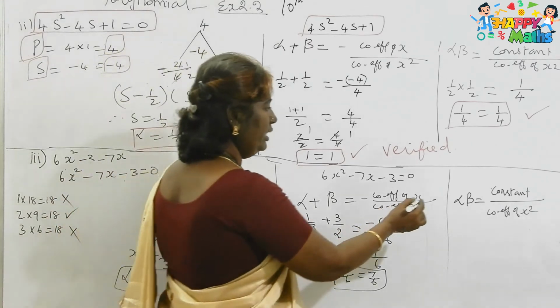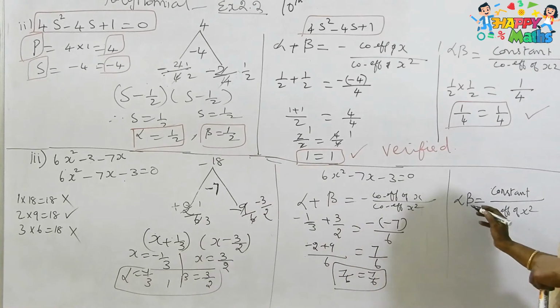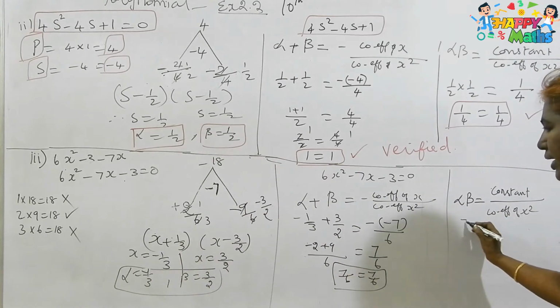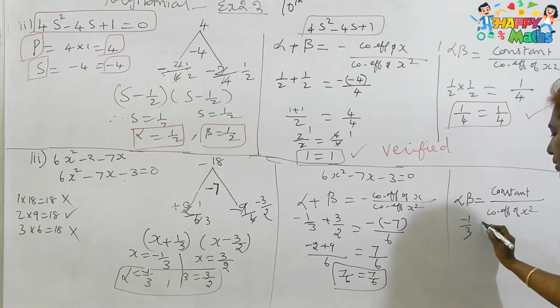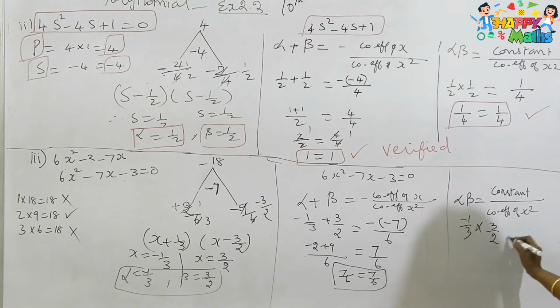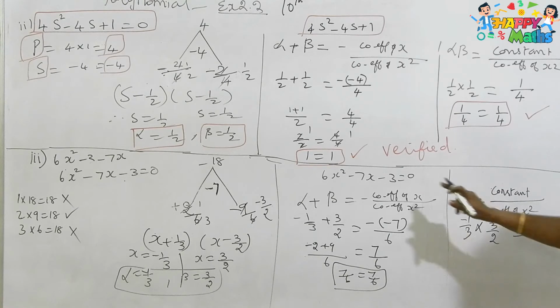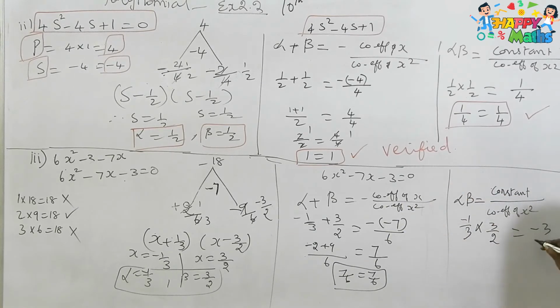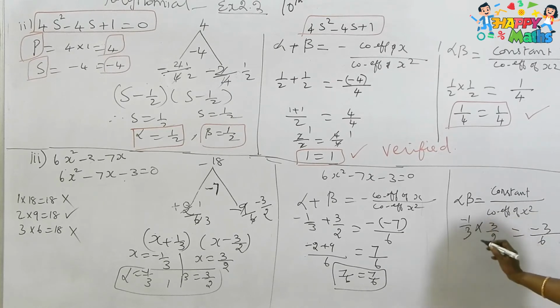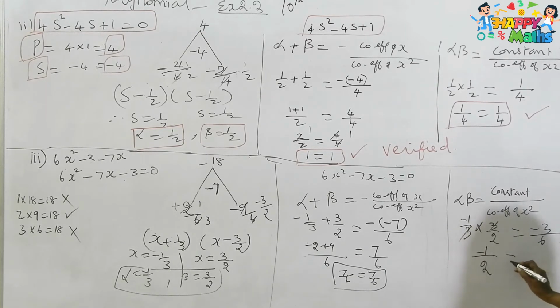Okay now? Here alpha beta is equal to constant by coefficient of x square now. What is alpha now? Alpha is minus 1 by 3. What is beta? 3 by 2. It is equal to, what is the right side? Constant. Constant is what? Minus 3. What is the coefficient of x square? It is 6. Okay, now just multiply on the left side. 3 1s are 3, so we can get it cancelled now. 3 3s, so only minus 1 will be at the top and 2 will be at the bottom. Here see, minus 3 by 6, you can divide. 1 times 3 is 3, 2 times 3 is 6, so again it is minus 1 by 2.